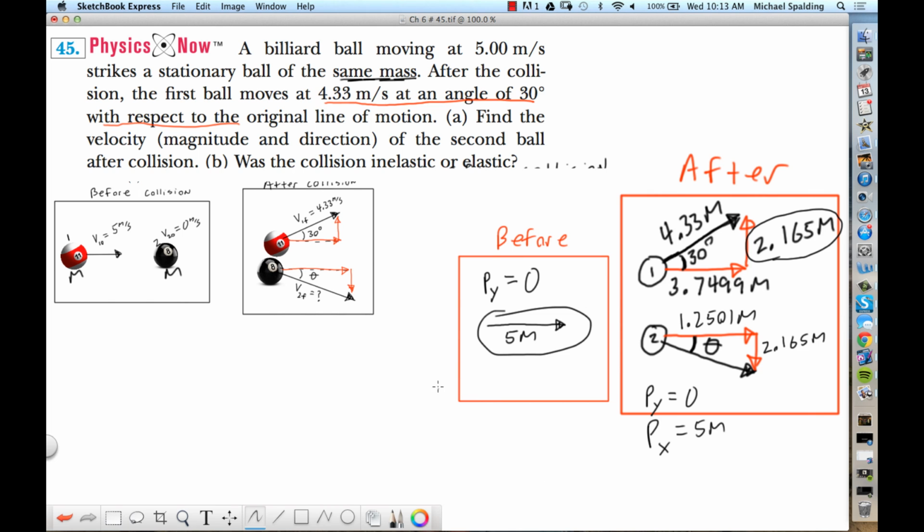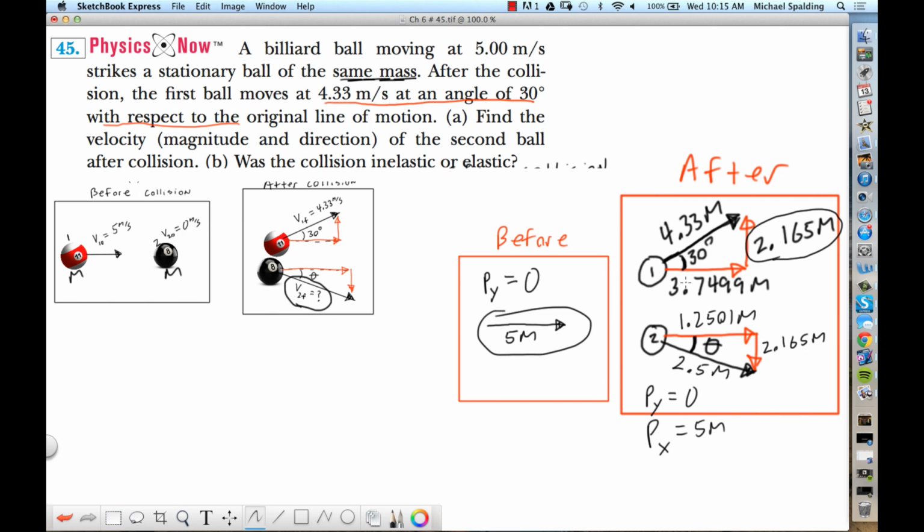Okay? So now, how do we solve the problem? Well, what they want us to figure out is the velocity. What's the velocity of ball 2 after the collision? So let's start by getting the total momentum. See this black vector right here? Can we figure out the total momentum for ball 2 after the collision? Yeah, using what? Pythagorean theorem. So do Pythagorean theorem. You get 2.5 m. That's the total momentum of ball 2 after the collision.